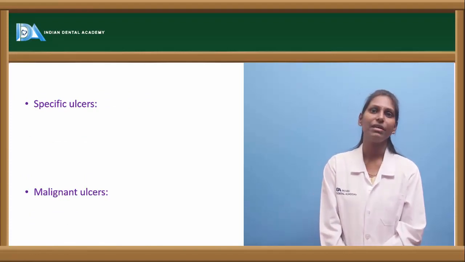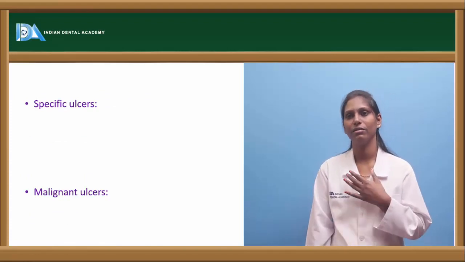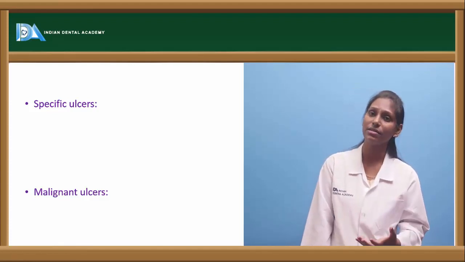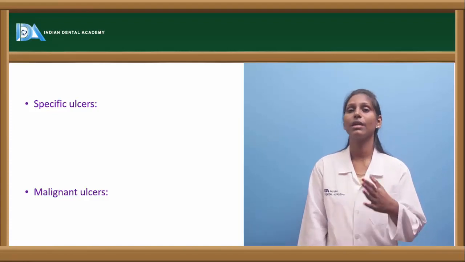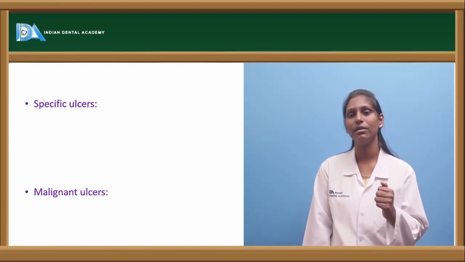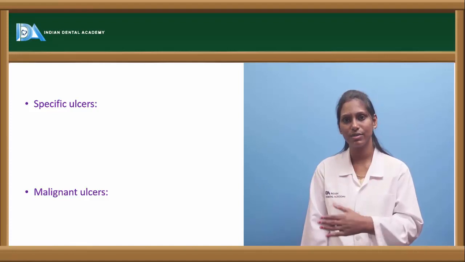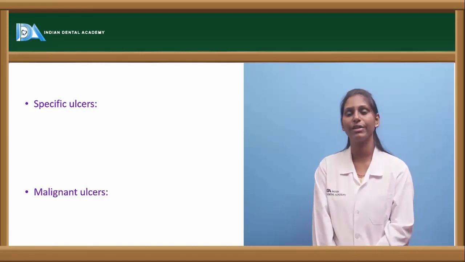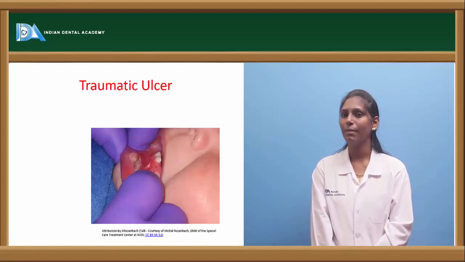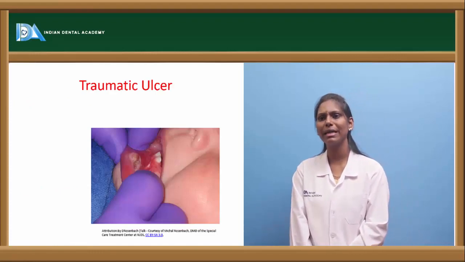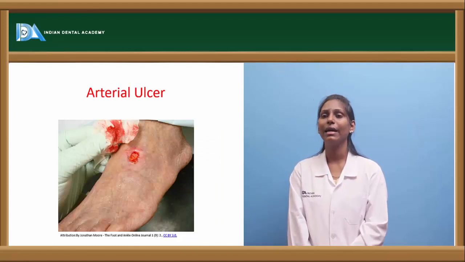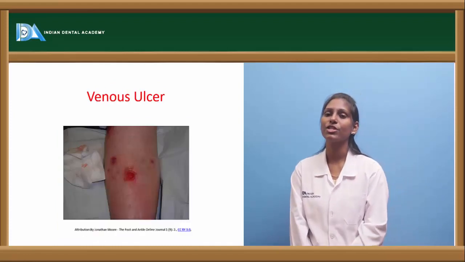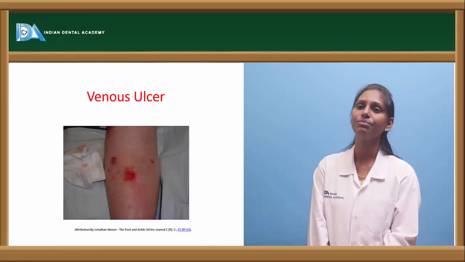Now coming to specific ulcers, we have Marjolin's ulcer, a secondary ulcer associated with burns, and we have something called Martorell's ulcer, which is nothing but a hypertensive ulcer. And then lastly we have malignant ulcers. Usually ulceroproliferative growths are seen in case of these malignant ulcers. And this is a traumatic ulcer. This picture shows an arterial ulcer, and this is a picture usually showing a venous ulcer.